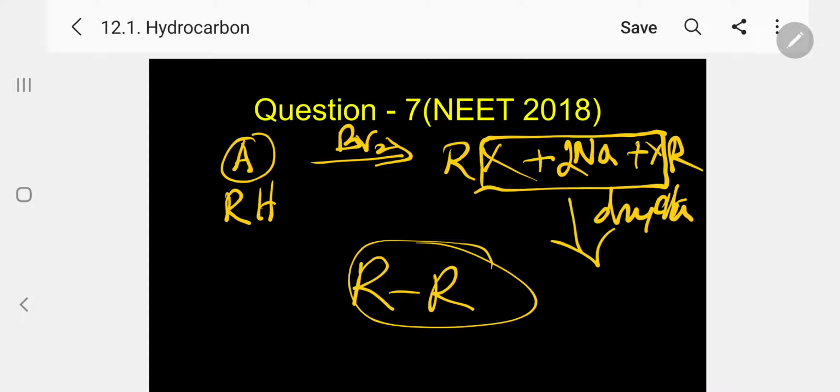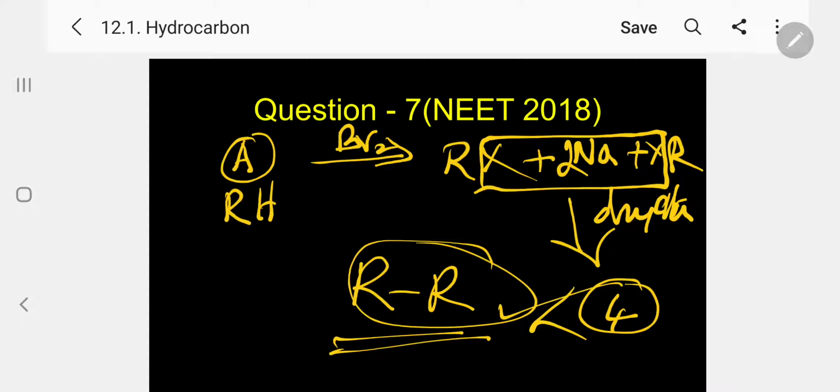I am getting R-R. So I am getting R-R, which means the hydrocarbon should have less than 4 carbon atoms. Please follow one important condition: the Wurtz reaction is suitable only for an even number of carbon atoms, and that too less than 4 carbon atoms. So from this idea, we can now come to the conclusion.